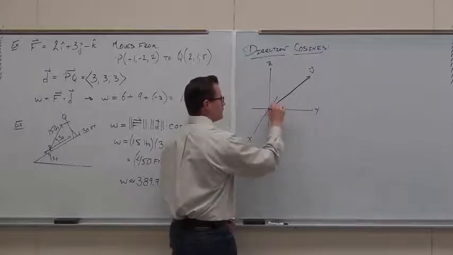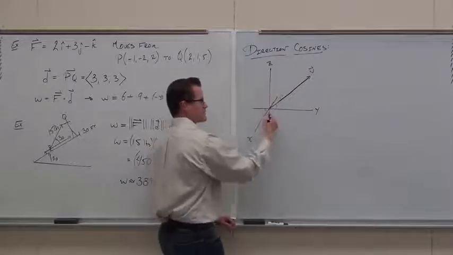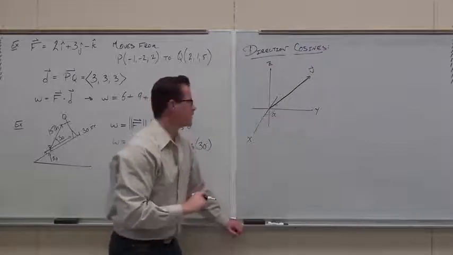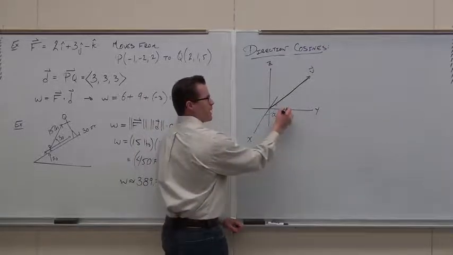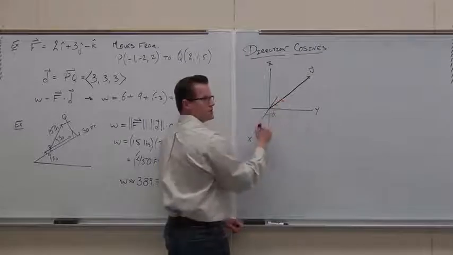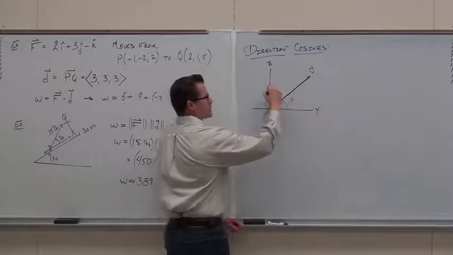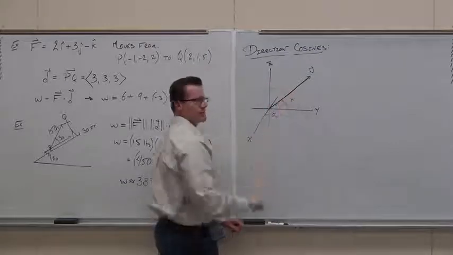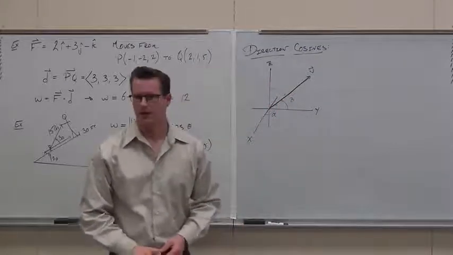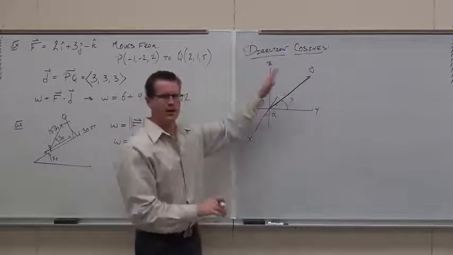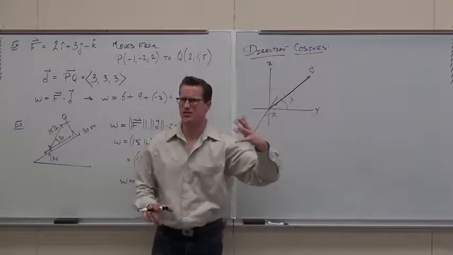From the x to the vector, we call that alpha. From the y to the vector is beta, and from the z to the vector that way. It's always from the positive axes, okay? It's not from this way. It's from the positive axis. That gets them getting used to, okay?